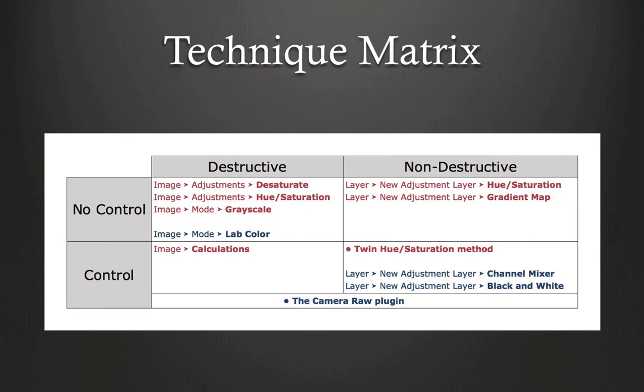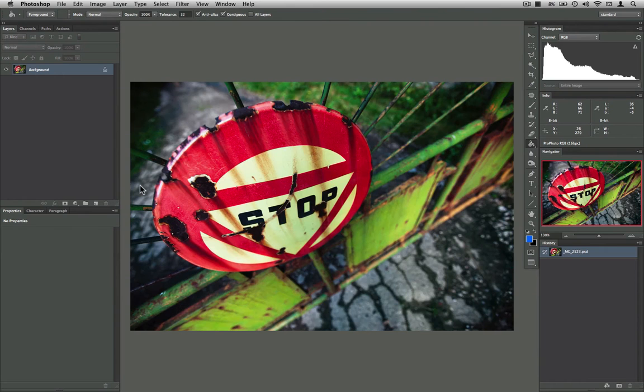Okay, so let's begin our discussion of these various techniques by taking a look at the first three in the top left-hand box. These are labelled destructive and they're labelled no control. So let's switch into Photoshop and we'll explain what's meant by destructive and what's meant by no control. Okay, so here's our first colour image. It's a stop sign outside an abandoned factory in Bulgaria. And we're going to use this image to illustrate some of these simpler techniques.